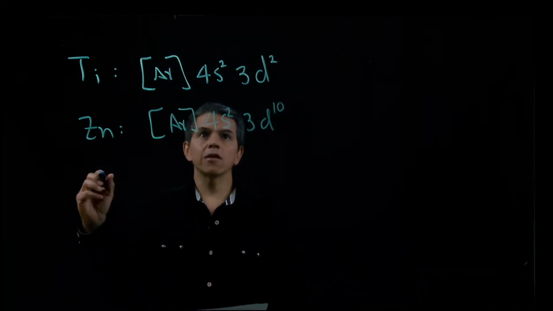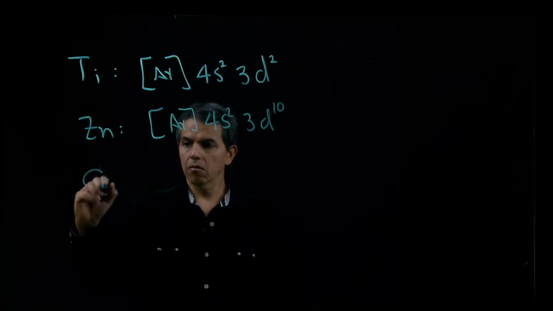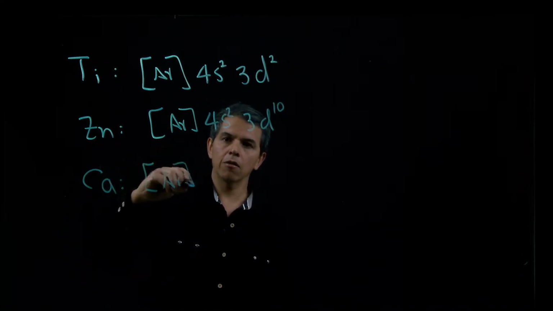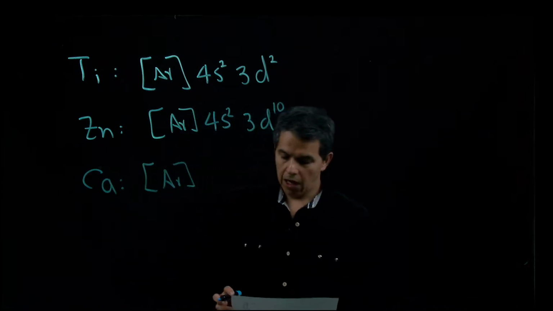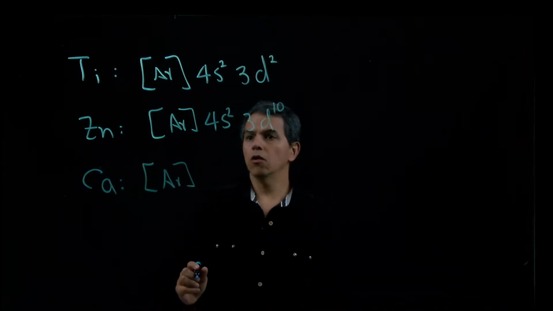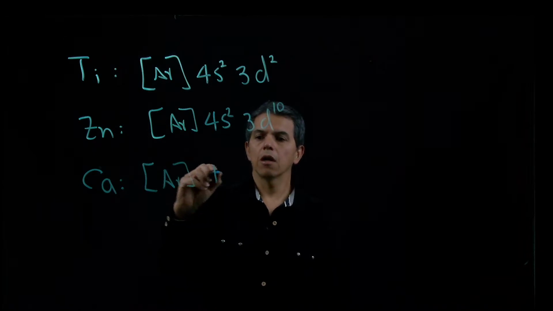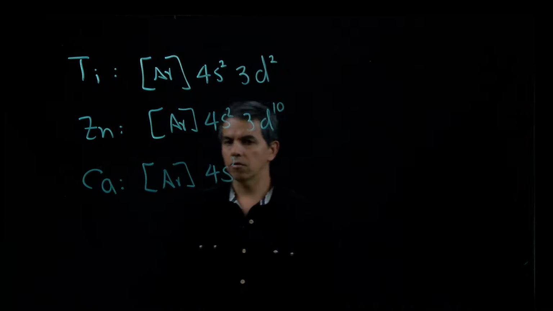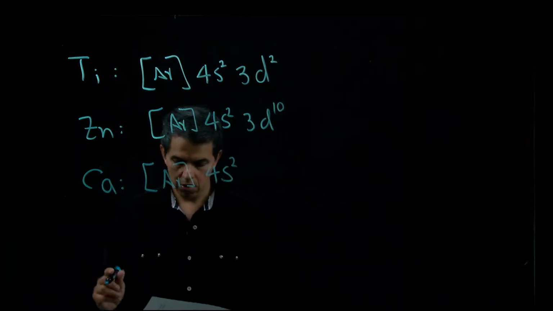For calcium, we started with the electronic configuration of argon, and we know that it's on the fourth period, and the electronic configuration is 4s2, argon 4s2.